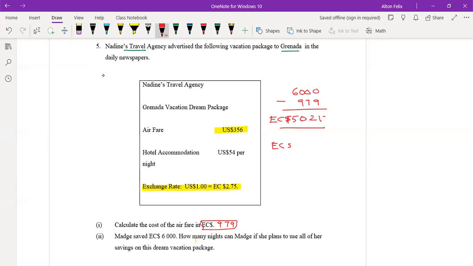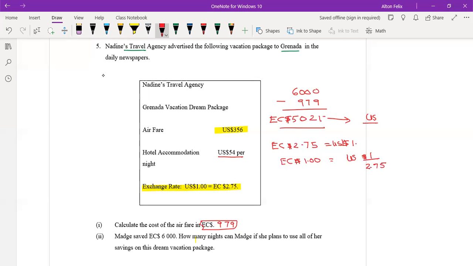EC 275 is equal to $1 US. One EC dollar. We need to convert this to US, and then the answer we get here will be divided by 54 to see how many nights she can stay. So one EC will be US, divided, of course, by 275.